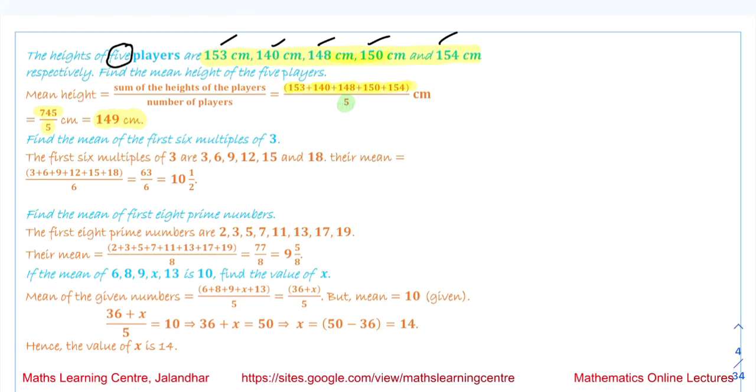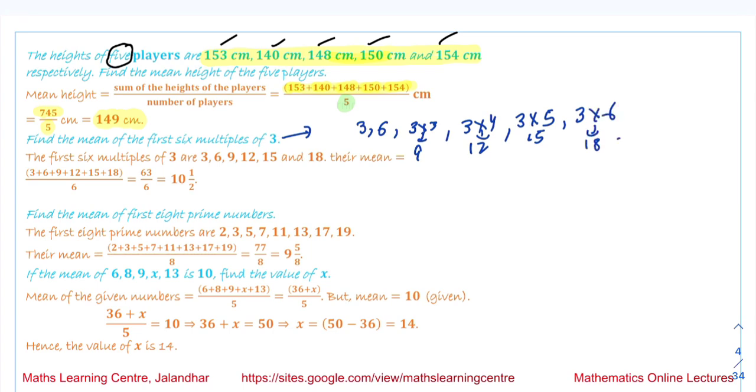Now the next question we have: find the mean of the first 6 multiples of 3. The first 6 multiples of 3 are: the first multiple is 3, next is 6, then 3 into 3 is 9, then 3 into 4 is 12, 3 into 5 is 15, and 3 into 6 is 18. These are the first 6 multiples of 3, and we have to calculate their mean.